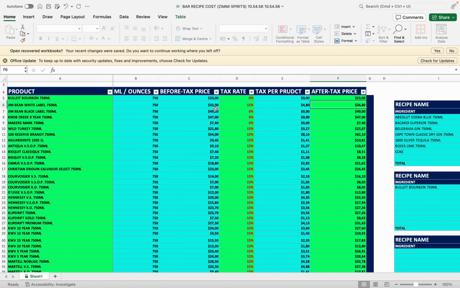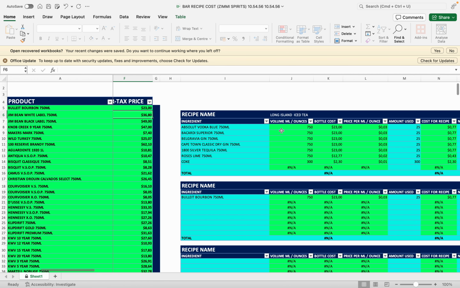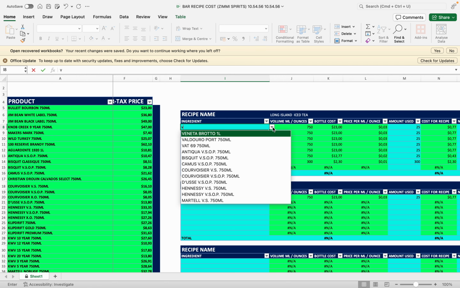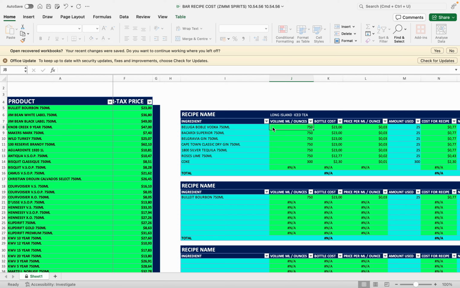Step 5, scroll to the right-hand side of the spreadsheet until you see the recipe blocks. In the dark blue column written recipe name, write your recipe in next to it. Step 6, go to the column named ingredient. Here you will see that there is a drop-down list where you can select any product from your inventory list. Select all your ingredients from the drop-down list.